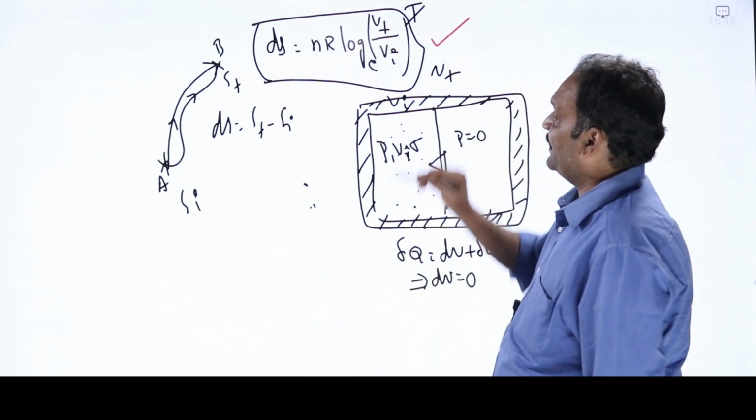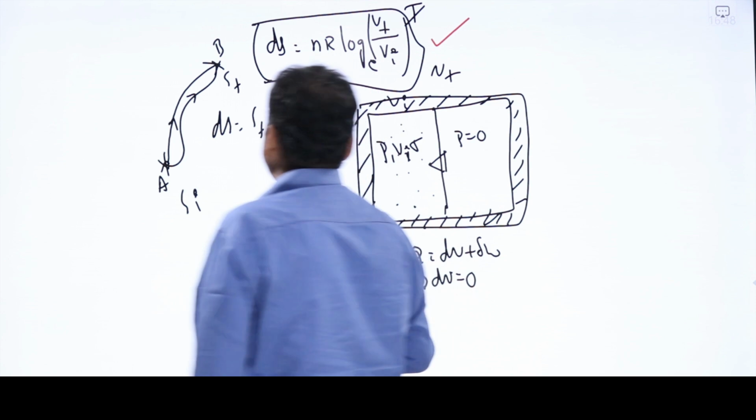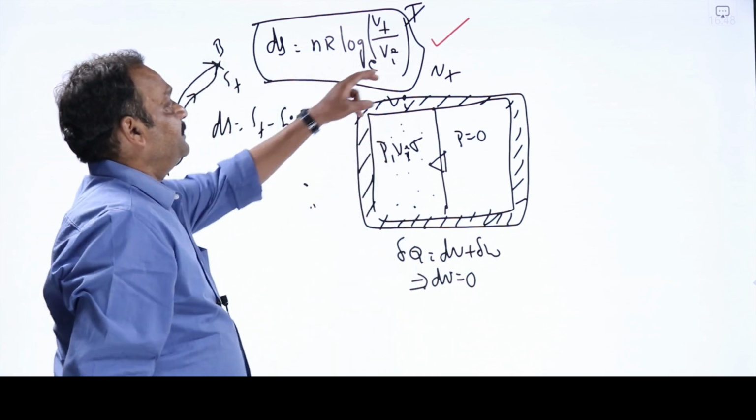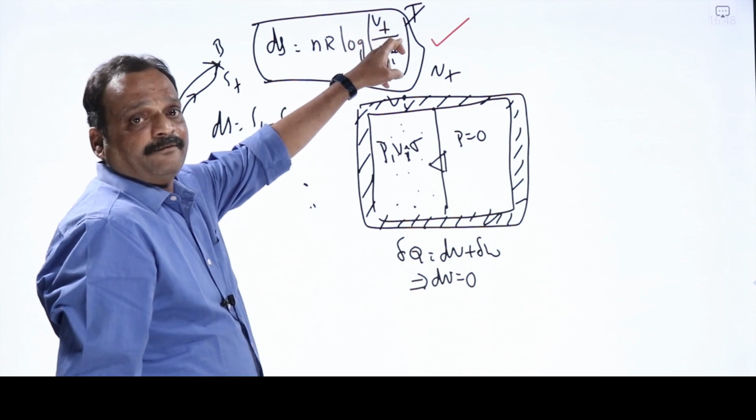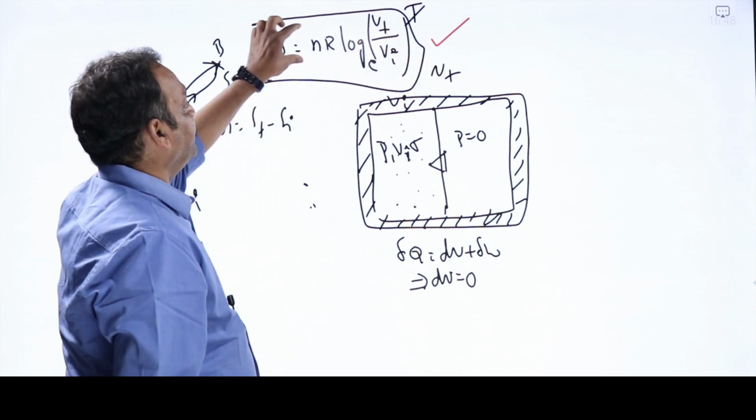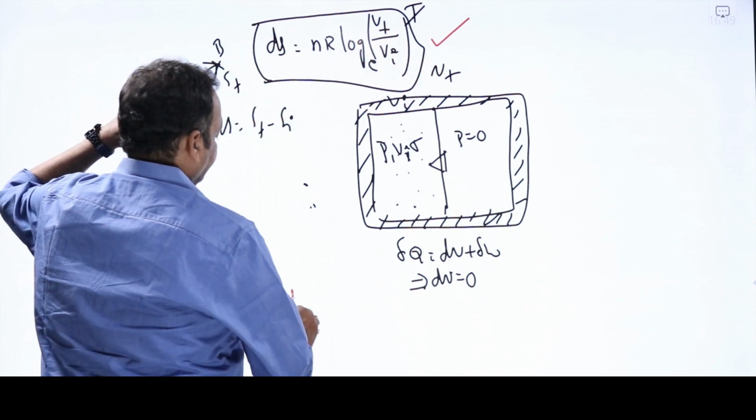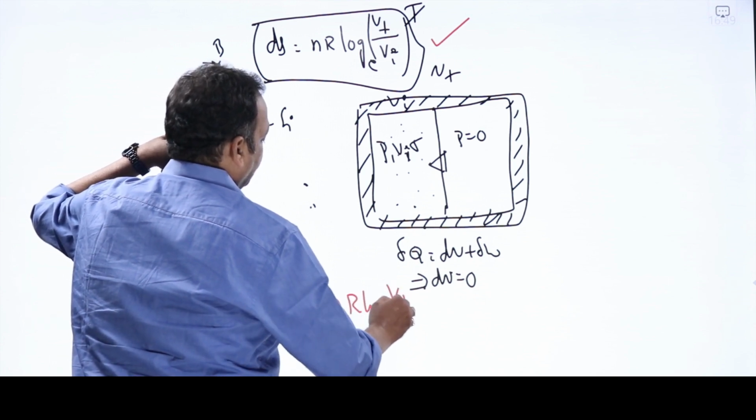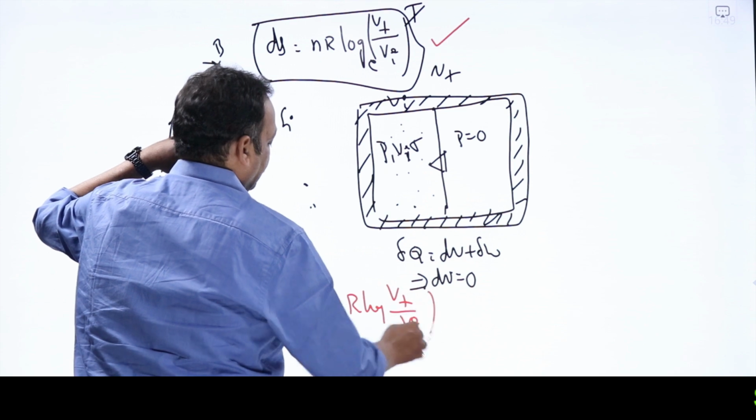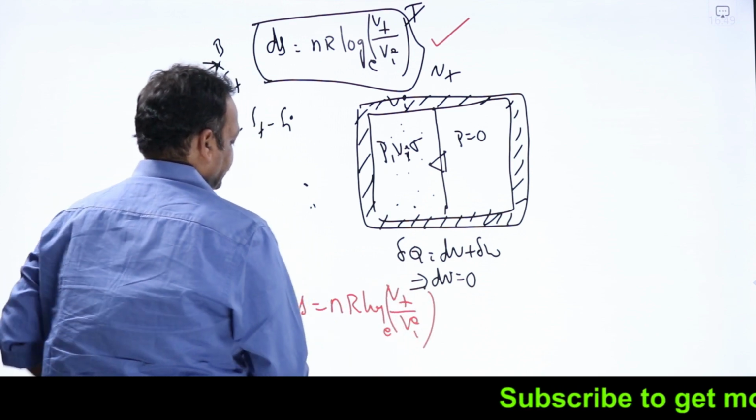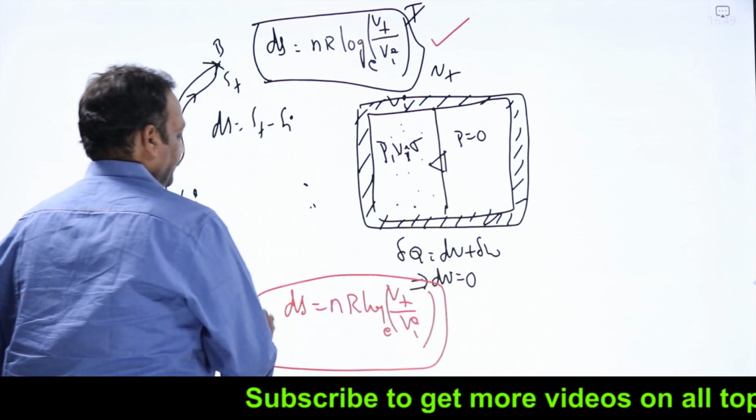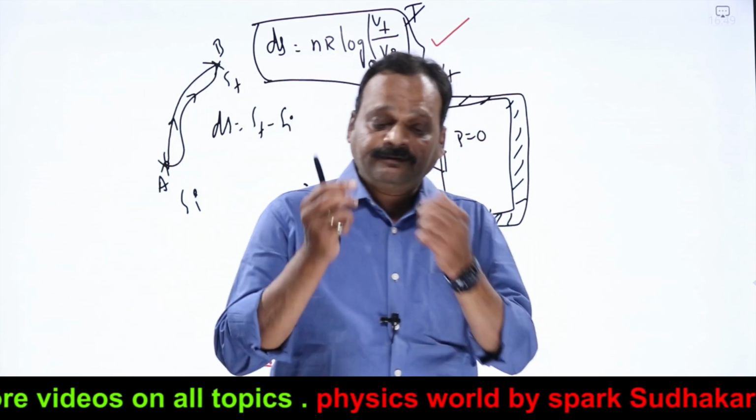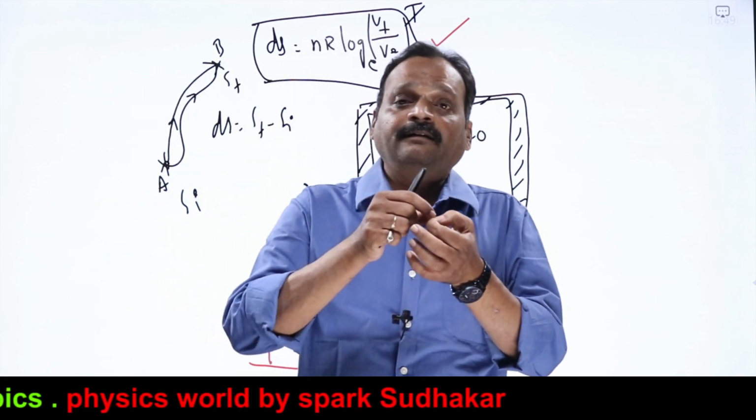For free expansion also, what is the change in entropy in free expansion of a gas? The gas expands freely against vacuum from an initial volume Vi to a final volume Vf. What is the change in entropy? You can write it as dS = nR log Vf by Vi, to the base e. The expression is the same.